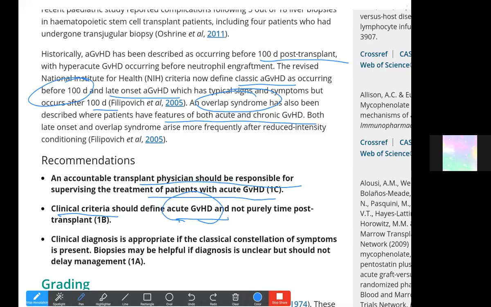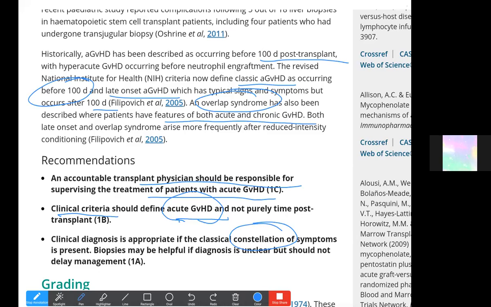That basically, a transplant physician should be responsible, and the clinical criteria have been defined. And then a clinical diagnosis is appropriate if the clinical constellation of symptoms is present. So there should be this constellation of basically the involvement of the skin, liver, and the GI tract. This is what makes the clinical diagnosis more appropriate. If it's more like a skin involvement, or it's more like a liver involvement. So if it's more like a liver involvement, we'll have mostly a very high differential for veno-occlusive disease.